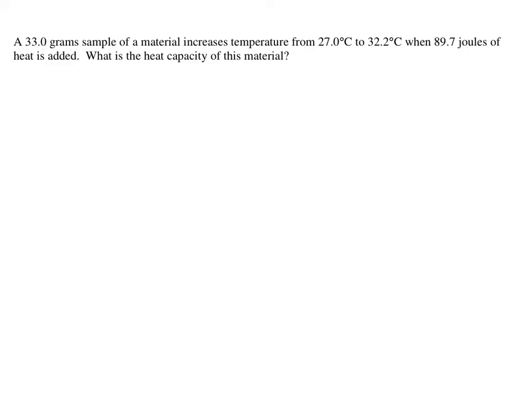This is a heat and temperature change question. So we're going to use the equation that our heat is equal to our mass times our specific heat capacity times delta T. Whenever we have three of these variables, we can solve for the fourth. In this case, we're asked to solve for our heat capacity, C. So first we'll solve this equation for C.